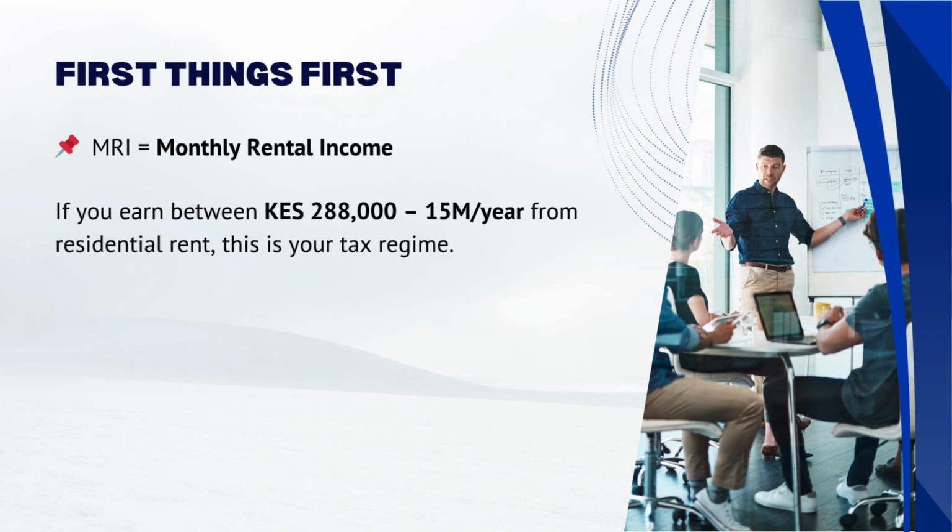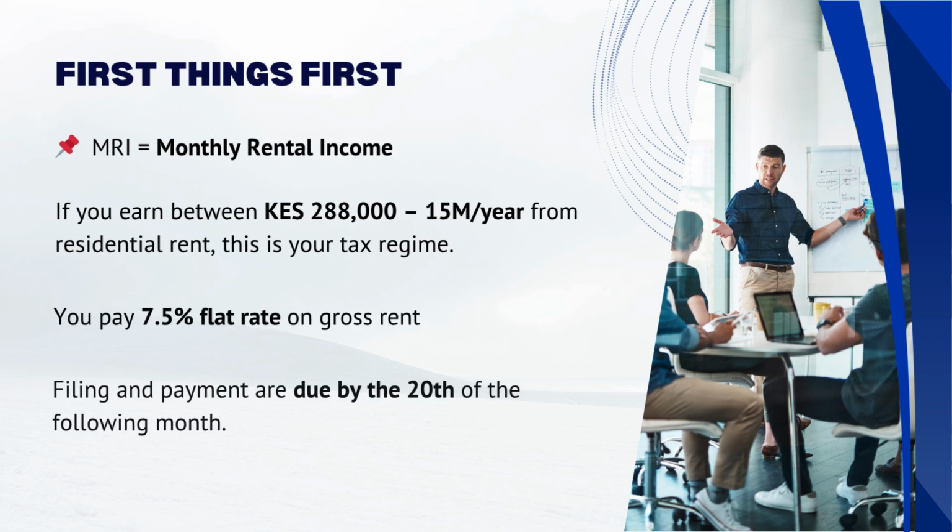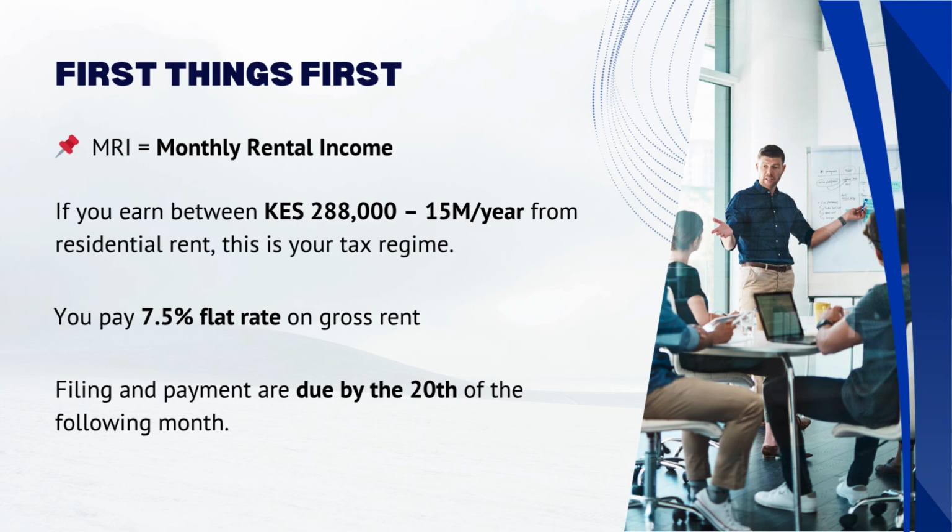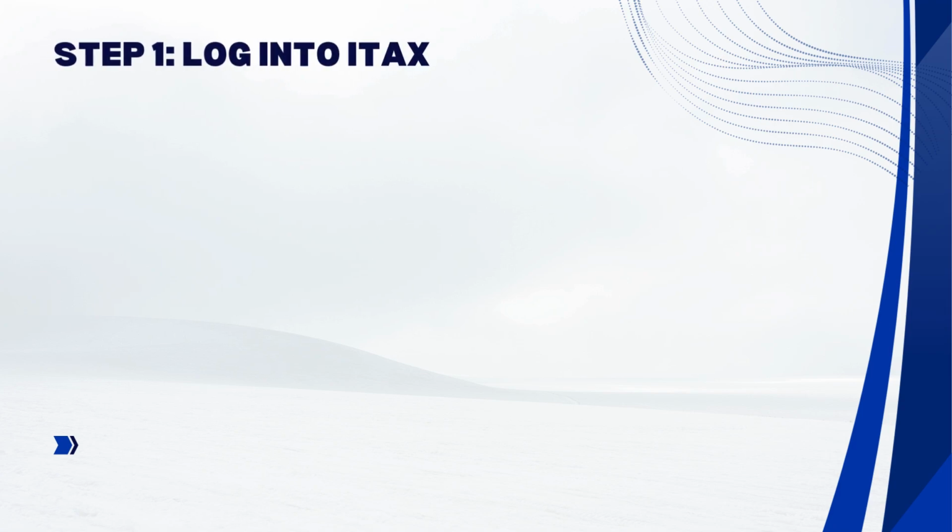If you earn between 288,000 and 15 million shillings per year from residential rent, this is your tax regime. You pay a 7.5% flat rate on gross rent, and both filing and payment are due by the 20th of the following month. Now, step 1, log into iTax.